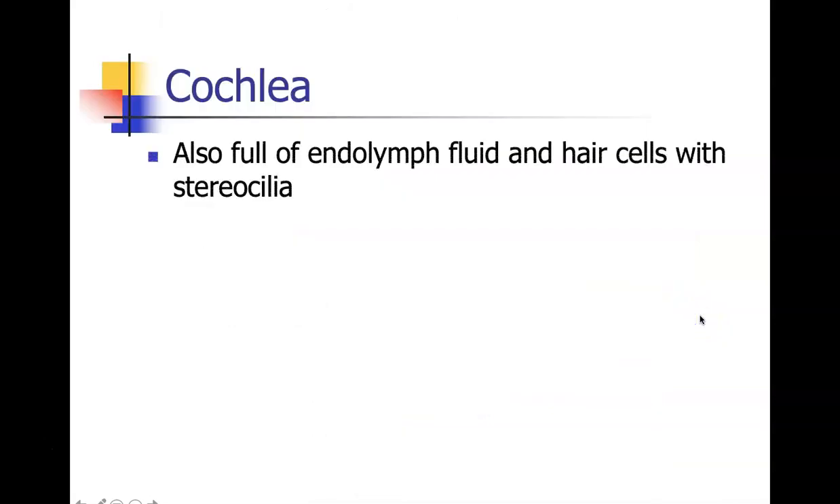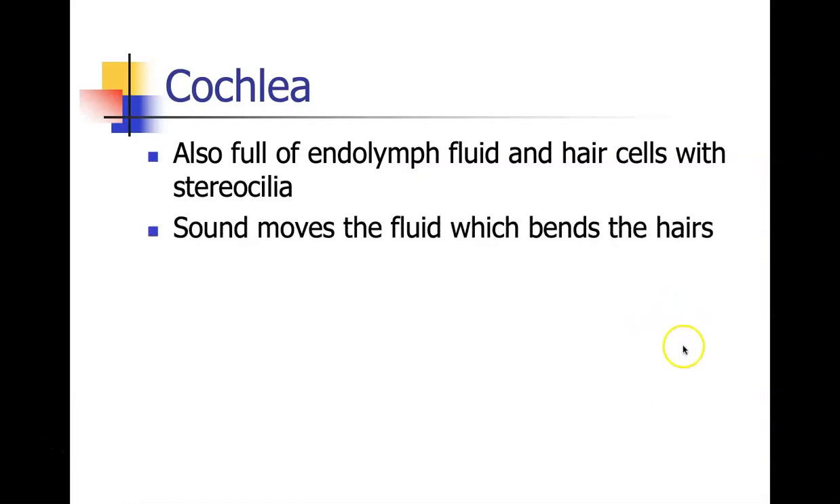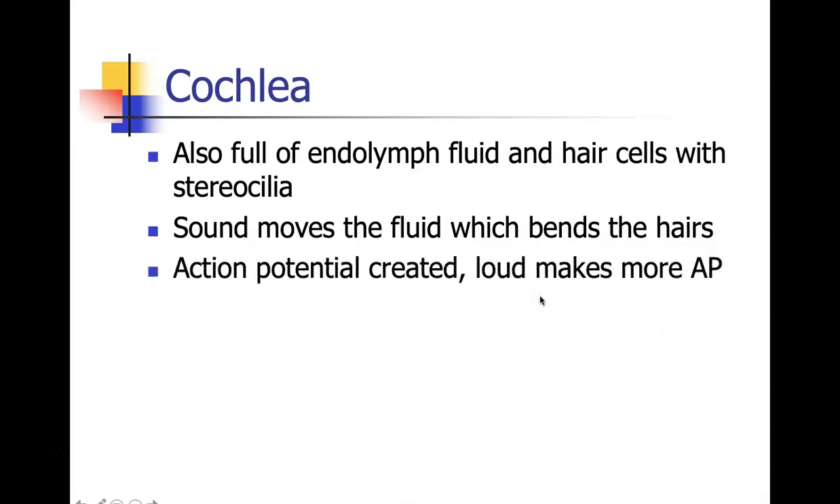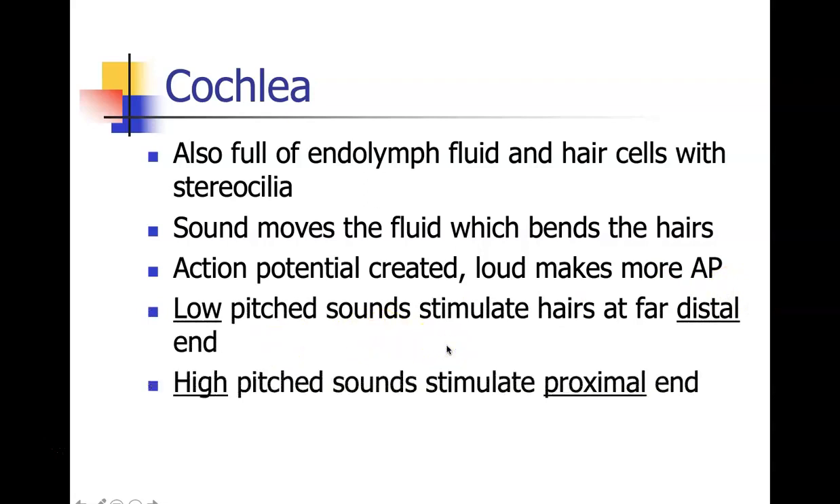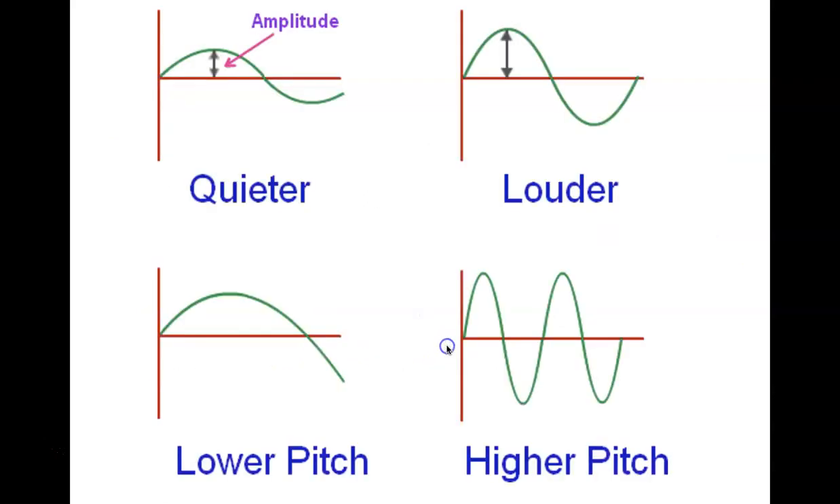Okay, so just like the semicircular canal, the cochlea is also full of endolymph and hair cells with stereocilia. And so the sound is a vibration, right? And it moves the fluid, which bends the hairs. So an action potential is then created. A louder sound makes more action potentials. Low-pitched sounds stimulate hairs at the far distal end, while high-pitched sounds stimulate the proximal end. And so it looks like this.